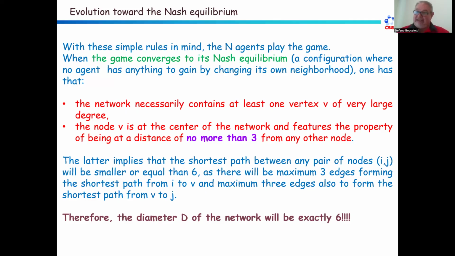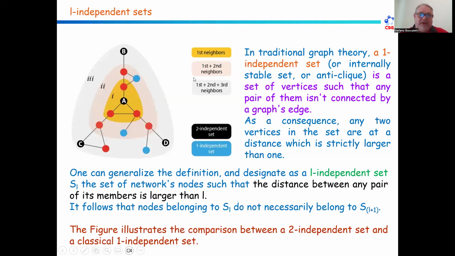If you are interested in all the technical details, I'm sending you to the supplementary material of this paper, in which all the theorems are explained. I want here to give you the idea why this is happening. In order to do this, I have to extend a definition that is present in classical graph theory. In classical graph theory, a 1 independent set, which is also sometimes called an internally stable set or anti-clique, is a set of nodes such that there are no connections among them.